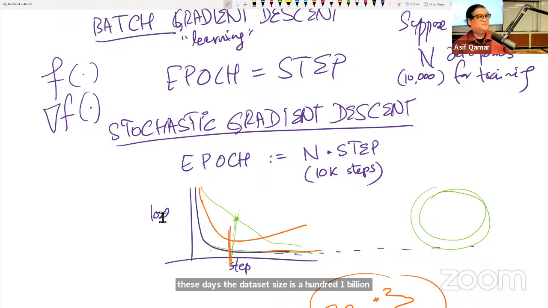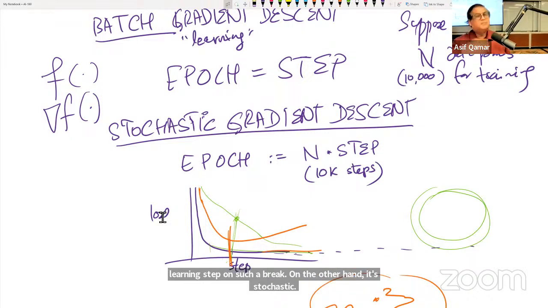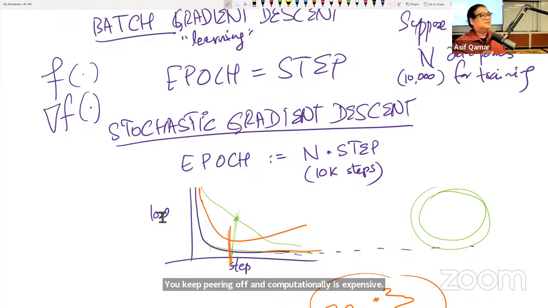It's not practical to take one learning step on such a big step. On the other hand, with stochastic, you keep veering off, and computationally it's expensive. But you get there, though you never hit the answer, because you will just keep beating around the bush. But you will stop when you notice that your loss is just oscillating. Are we together? It's just oscillating. We'll see it in the lab shortly.